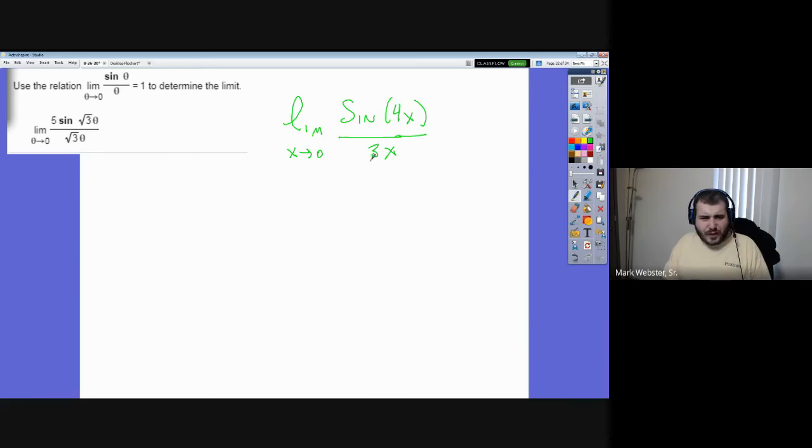I don't want that to be a 3 down there. If it's a 3, I can't do this problem. It needs to be a 4. So here's what you can do.